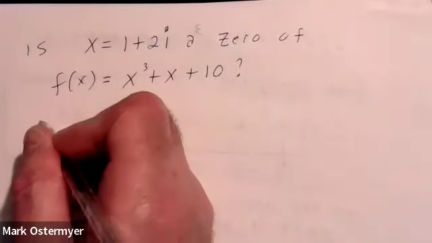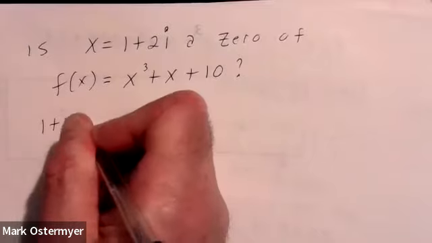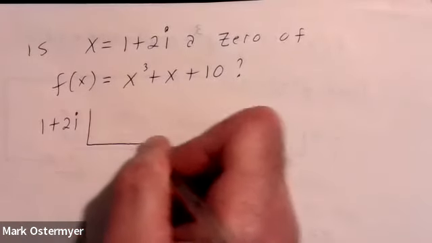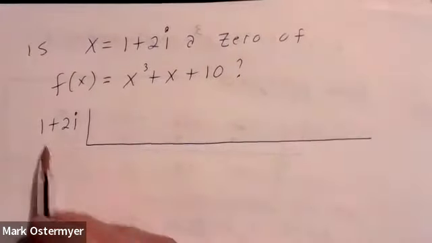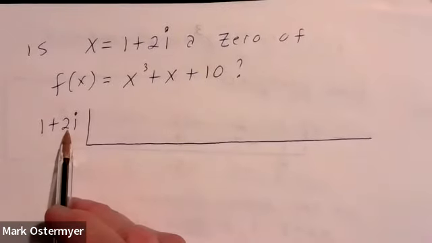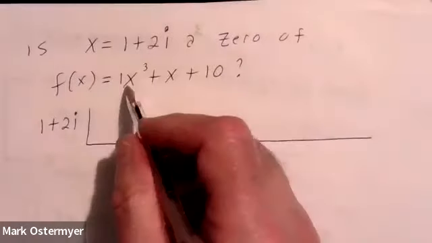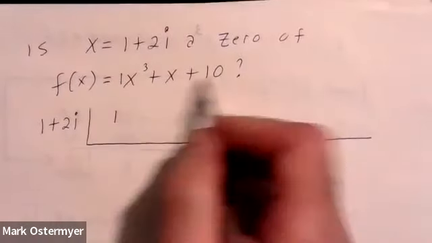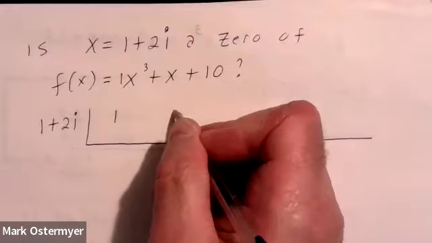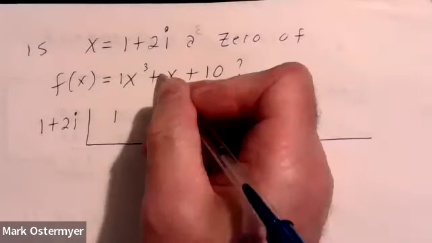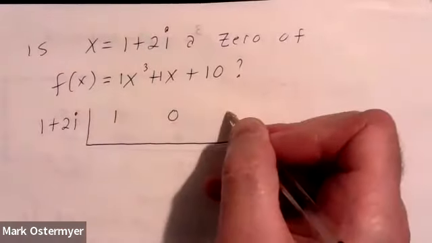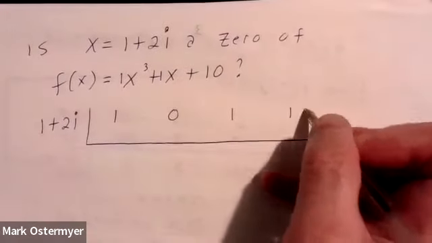So I'm going to synthetically divide 1 plus 2i into the coefficients of f of x. We're going to need some lateral space here because we have a real part and an imaginary part in this complex number. My leading coefficient is 1. I don't have an x squared term, so I must put in a placeholder 0 for x squared. I have a first degree term, its coefficient is 1, and I have a constant term, which is 10.